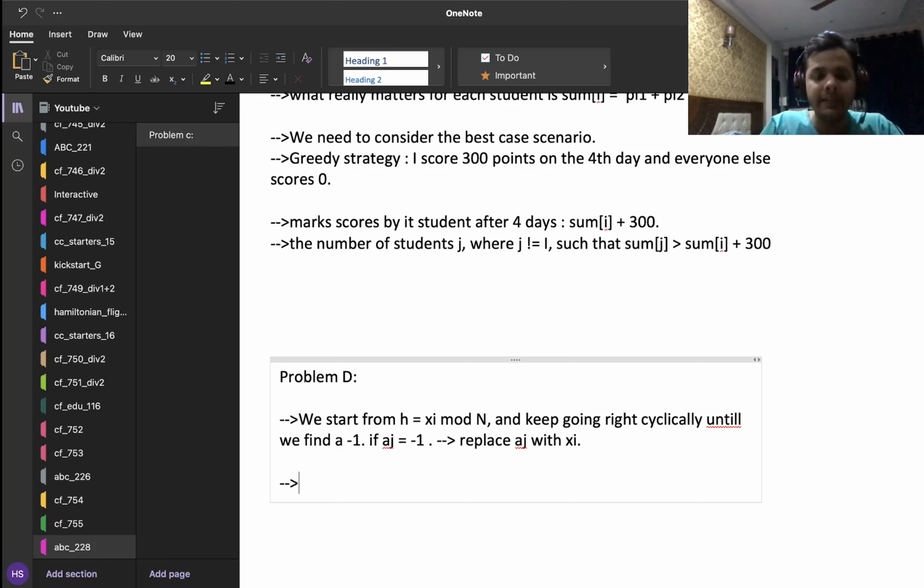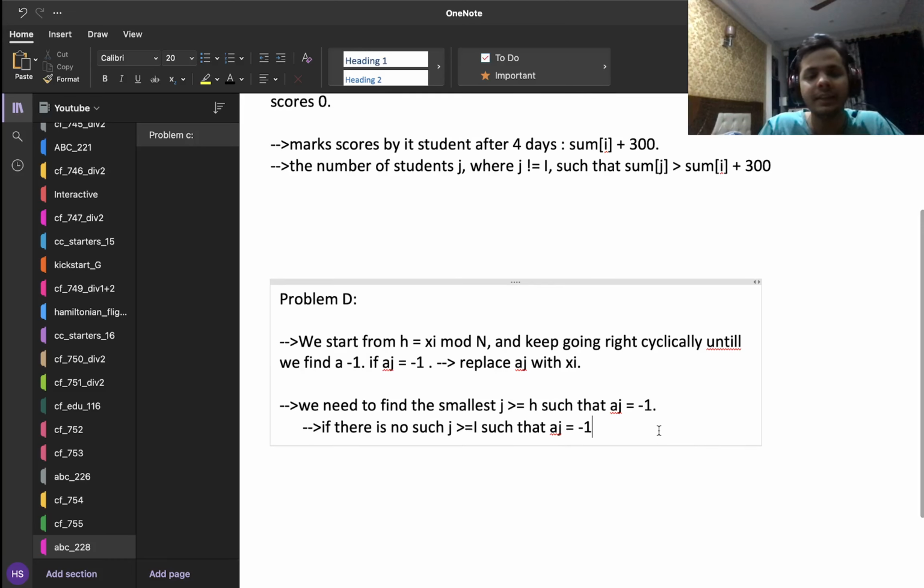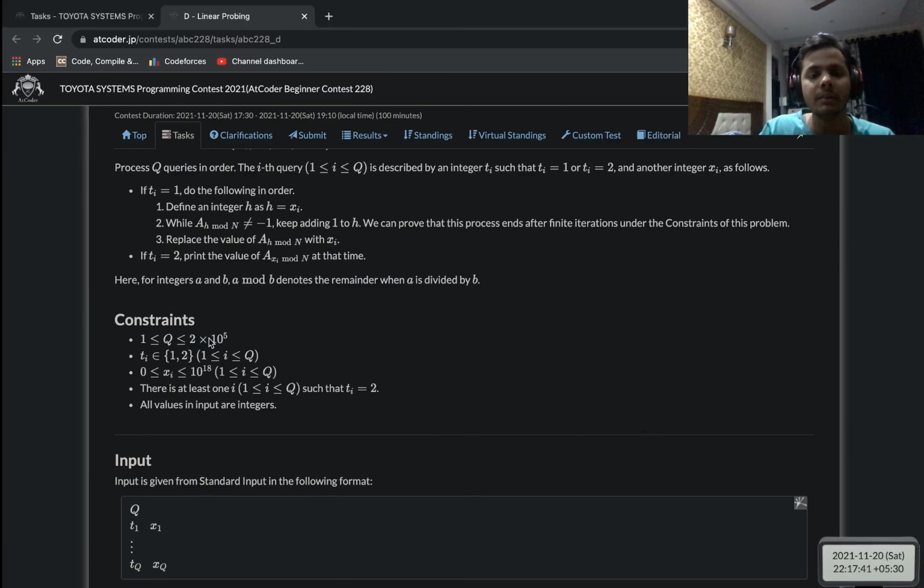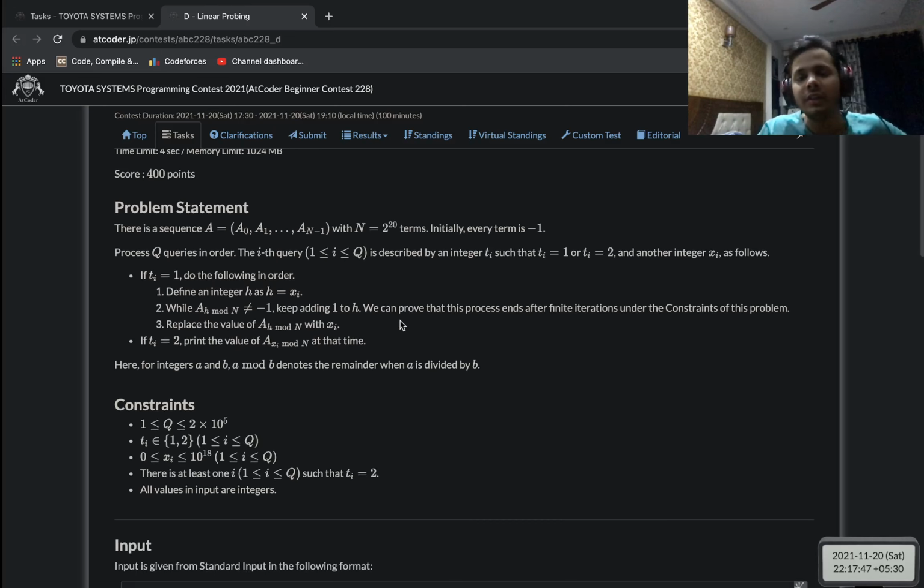So in a sense, we need to find the smallest j greater than or equal to h such that a of j is equal to minus 1, because we are starting from h and going right. But if there is no such j greater than or equal to h, then we are sure that there will be one index less than h which is minus 1. Because the number of queries is 2 times 10 raised to the power 5, but the number of minus 1s initially is a lot. So we will have at least one minus 1.